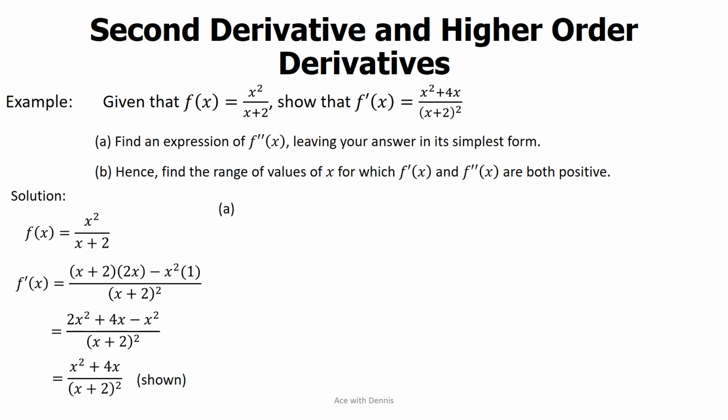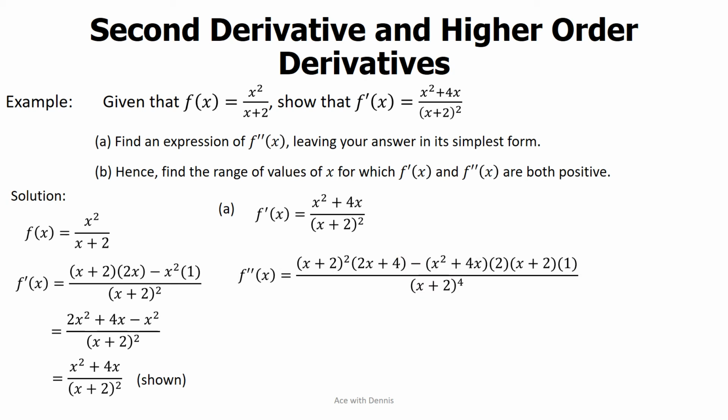Next, for B, we want to find the second derivative. So we have to differentiate a second time. Start from the first order, f prime x equals x squared plus 4x over (x plus 2) squared. So again, we can apply the quotient rule. So f double prime x equals (x plus 2) squared times (2x plus 4) minus (x squared plus 4x) times 2 times (x plus 2) times 1 over (x plus 2) to the power 4.